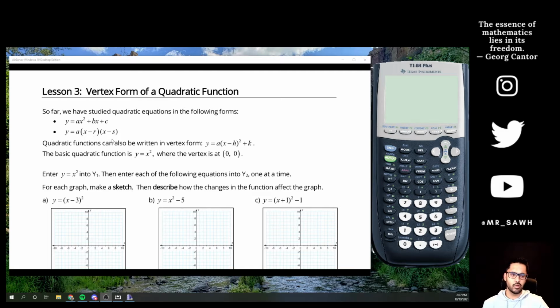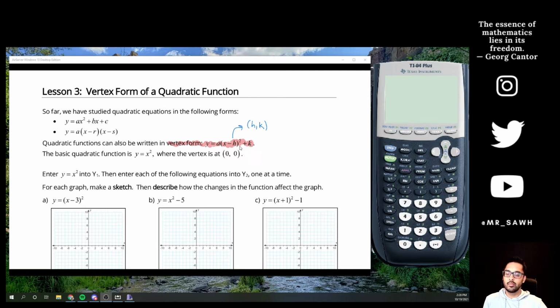Now, there's a third form that we could use to get all of this same information as well, which is called vertex form. And right here you can see what it looks like highlighted in red. And what it really does tell us is the coordinates of that maximum or minimum point. So here my vertex is given by those two letters, h and k.